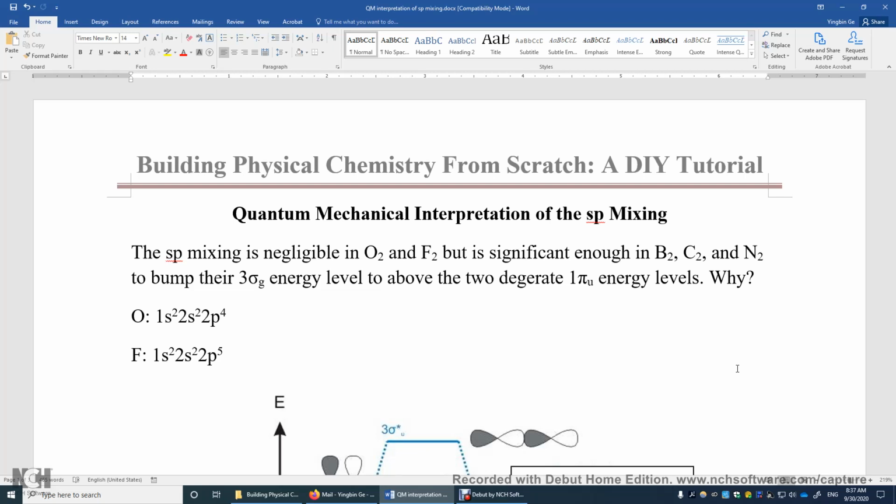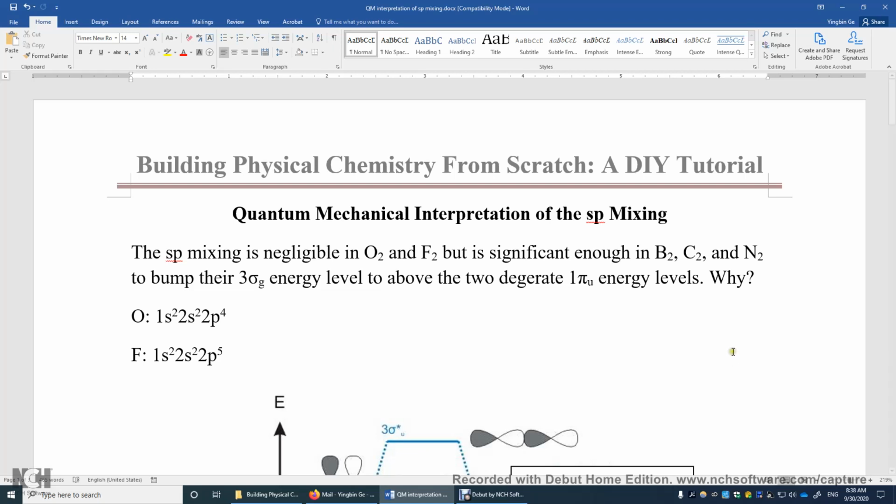Reason one, most textbooks simply mention that the SP mixing is much more significant in B2, C2, N2 than in O2 and F2 without adequate explanation. Reason two, students really have to study quantum chemistry or quantum mechanics before they can truly understand the SP mixing. So I'm going to try to explain this phenomenon using quantum mechanics.